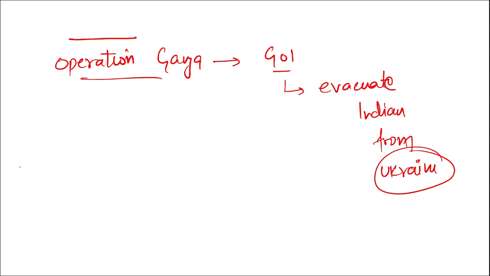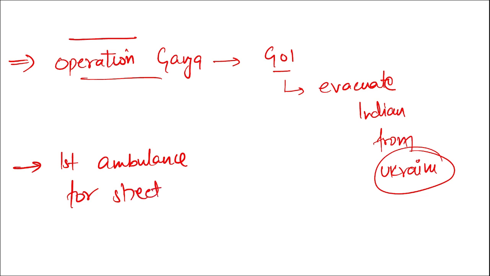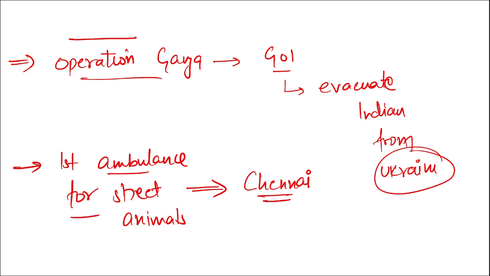Then tell me, if I ask you, first street ambulance, or you can say first ambulance for street animals, this was started by whom? Street animals. First ambulance for street animals, it was launched where? It was launched in Chennai. Important point. All right. First ambulance for street animals. It was launched where? It was launched in Chennai. All right. Apart from this, if I ask you, where is your Herat festival observed?